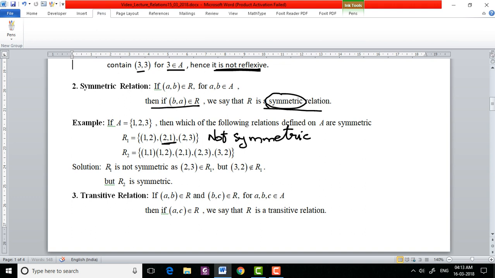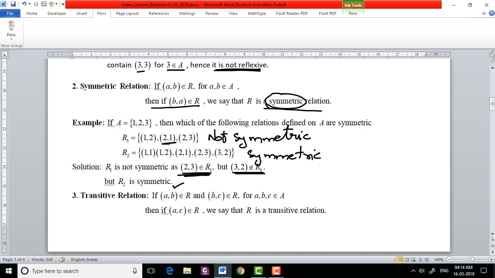R2 is a relation which contains (1, 1), (1, 2), (2, 1), (2, 3), (3, 2). Now for (1, 1), we need (1, 1) which is itself present. For (1, 2), we need (2, 1) which is again present. For (2, 1), we need (1, 2) which is again present. For (2, 3), we need (3, 2), and for (3, 2), we need (2, 3). So this is a symmetric relation. So overall, R1 is not symmetric as (2, 3) belongs to R, but (3, 2) does not belong to R, and R2 is symmetric in nature.